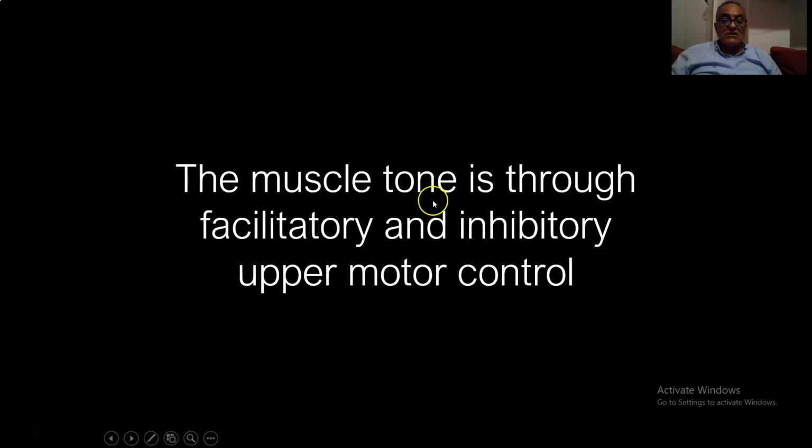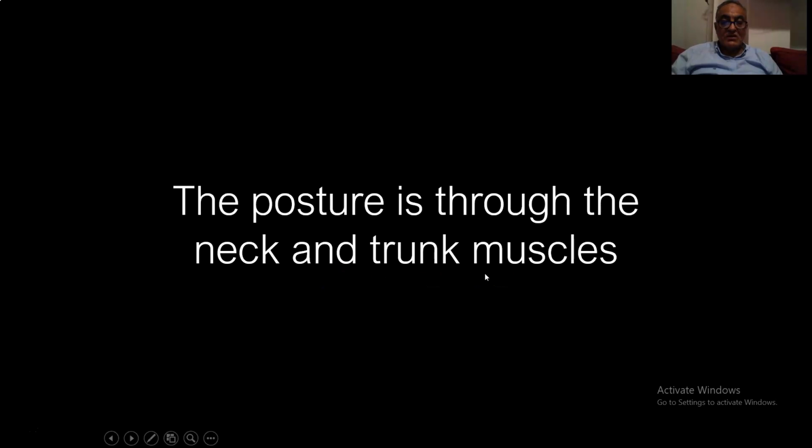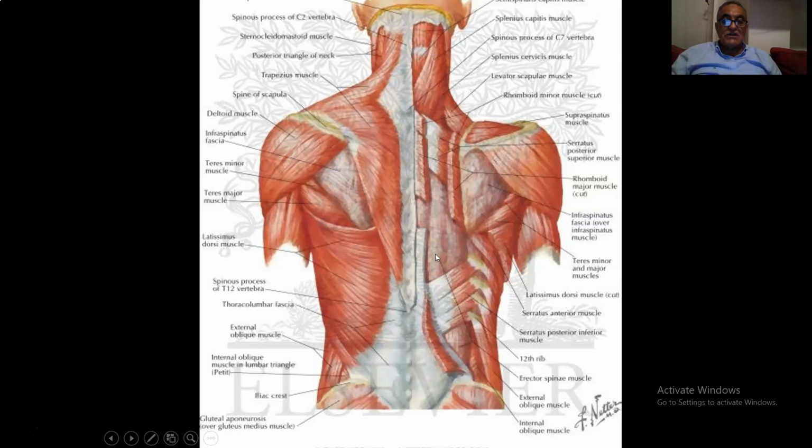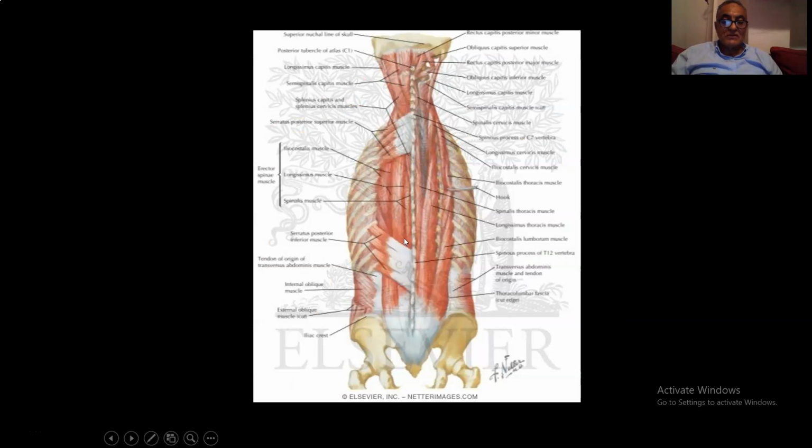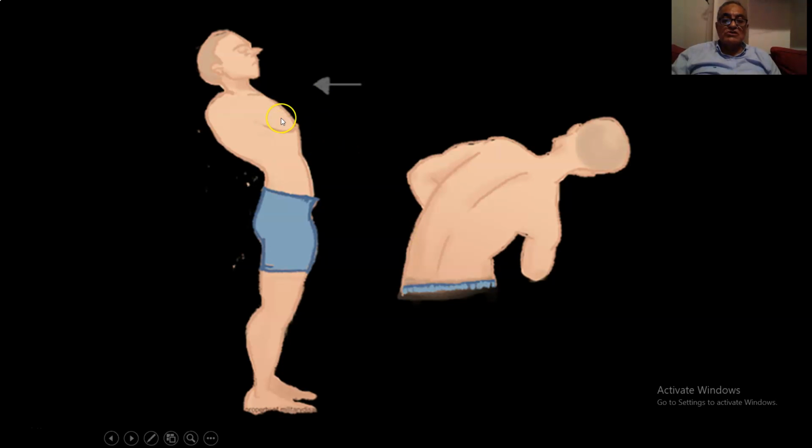The muscle tone is through facilitatory and inhibitory upper motor control. The posture is through the neck and trunk muscles, the dorsal primary rami, reaching the muscles of the back, the big muscles, the multifidus, the trapezius, the latissimus dorsi, and many other important back muscles. These are responsible for the different postures you are taking, like extending your spine or bending on one side.